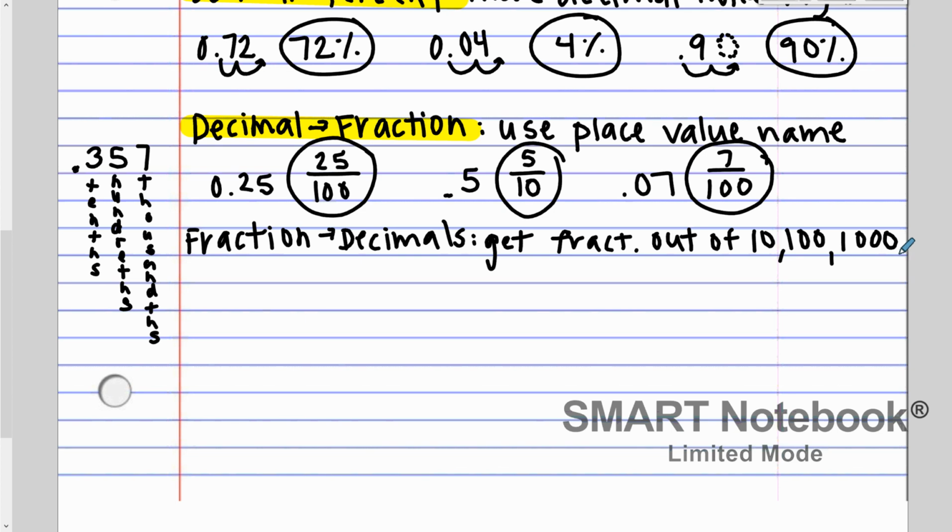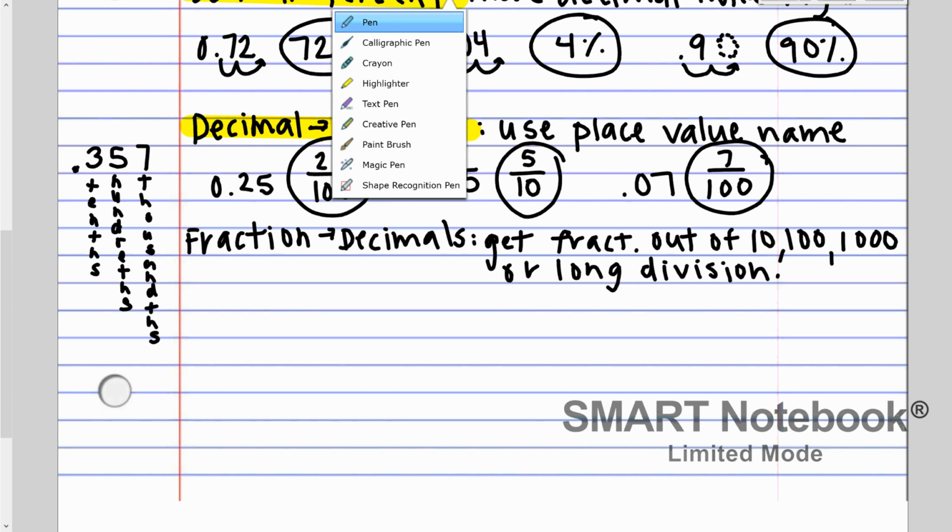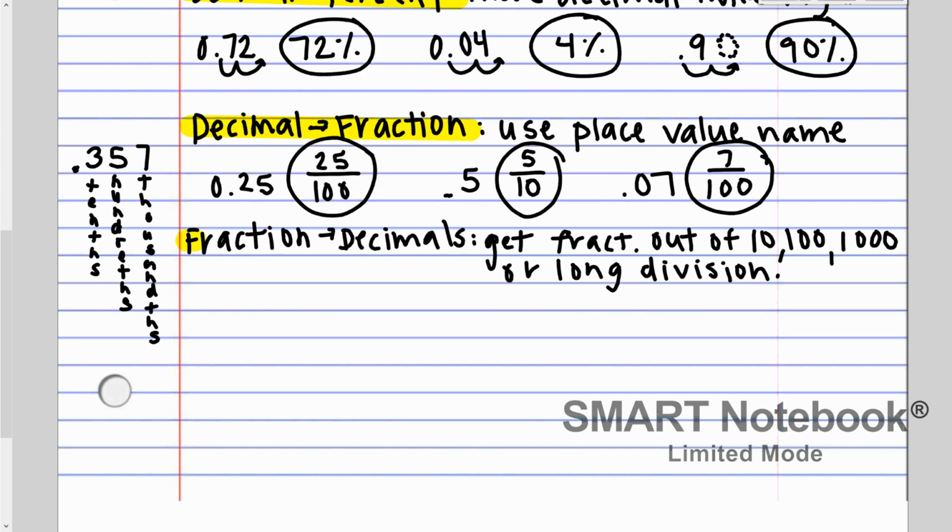However, if we have like an 8 at the bottom as our denominator, we can't make an 8 into a 10, 100, or 1,000 by multiplying. So we would have to do long division. And we'll do an example of that. But I believe most of the numbers on like your quiz or test that you'd have to do about this would be nice numbers that you could get to be 100. Highlight that.